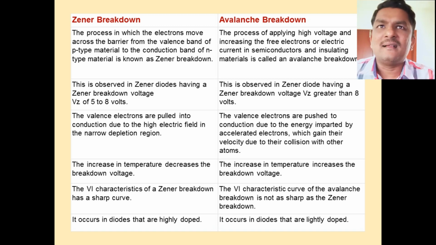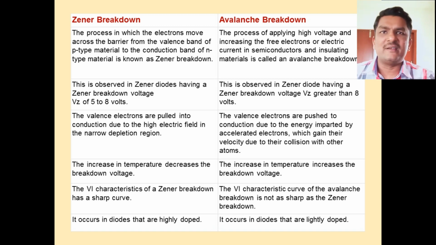This Zener breakdown is observed at voltages of 5 to 8 volts, and Avalanche breakdown occurs at voltages greater than 8 volts. In Zener breakdown, the valence electrons are pulled into the conduction band due to the high electric field in the narrow depletion region. In Avalanche breakdown, the valence electrons are pushed to the conduction band due to the energy imparted by the accelerated electrons, which gain their velocity due to their collision with the atoms.